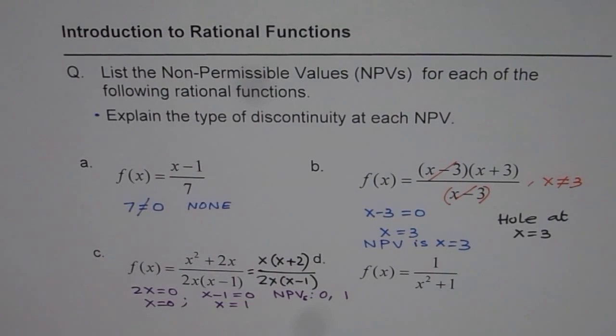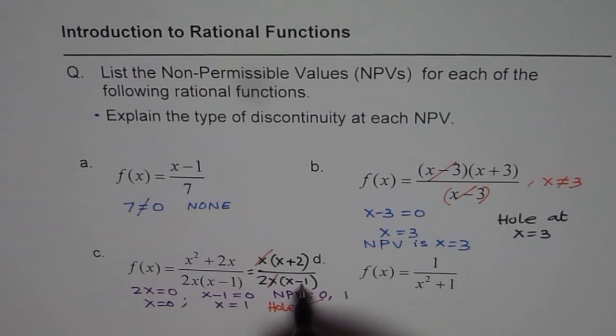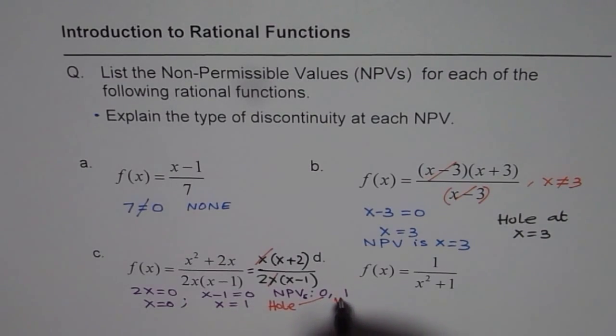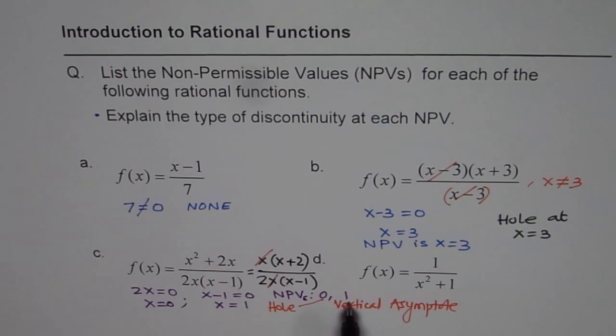Now you have to decide which type of discontinuity they will yield. At 0, we have a common factor in numerator and denominator. Therefore, at 0, we will have a hole. And at 1, what will we have? There is no common factor. So we have a vertical asymptote. So there will be a vertical asymptote at 1 and a hole at x equals 0.